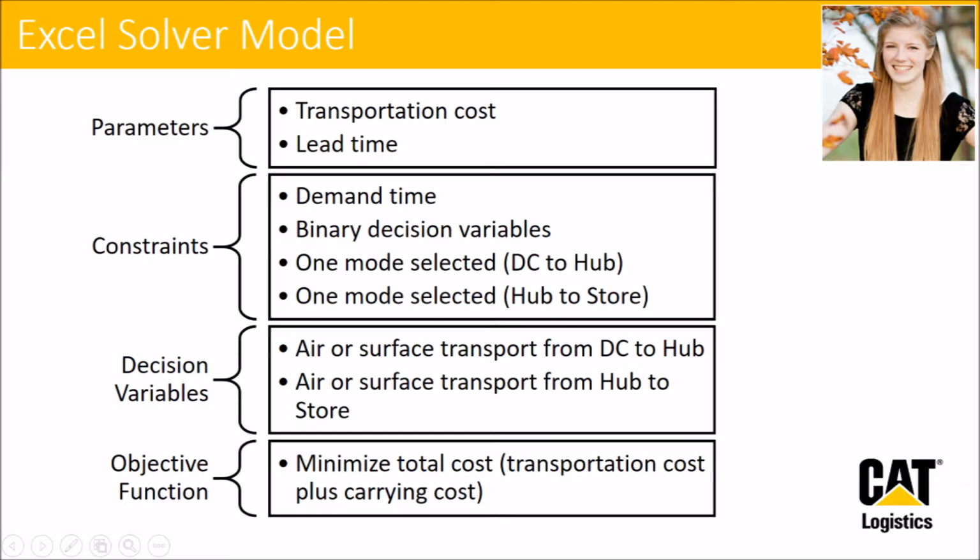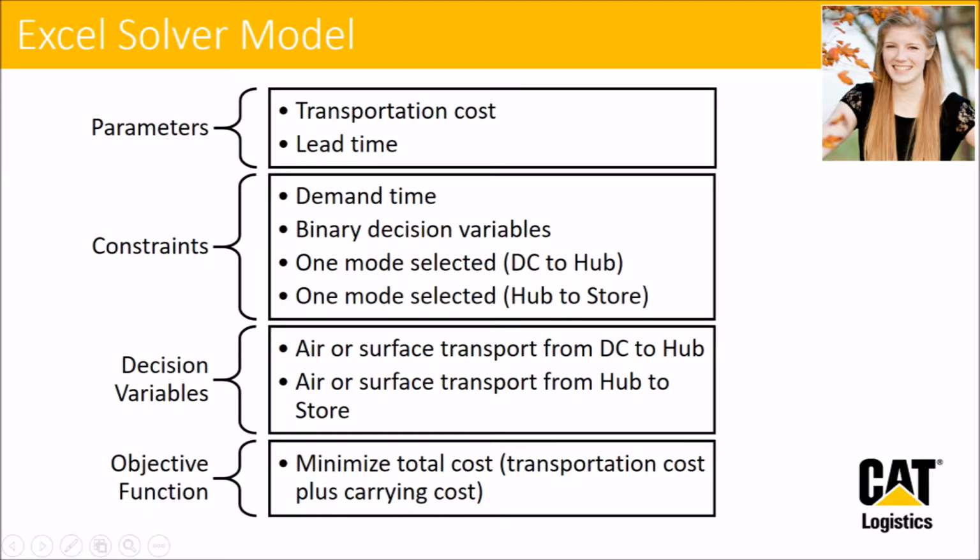Additional constraints in this model make decision variables binary and ensure that only one mode of transportation is selected for transport between the DC and the hub, and between the hub and the store. The decision variables in our model are binary variables that indicate whether or not a mode of transportation should be used between the DC and the hub, and between the hub and the store. As such, there are 4 variables: air or surface for each of the 2 legs of the journey. Finally, our objective function is to minimize cost.